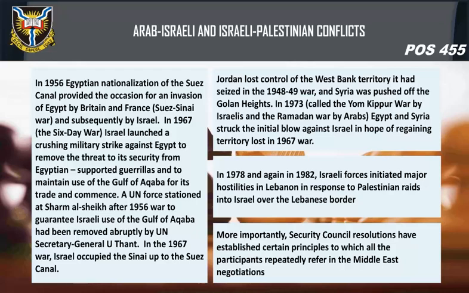A UN force stationed at Sharm el-Sheikh after the 1956 war to guarantee Israel's use of the Gulf of Aqaba had been removed abruptly by UN Secretary General U Thant. In the 1967 war, Israel occupied the Sinai up to the Suez Canal. Jordan lost control of the West Bank territory it had seized in the 1948-1949 war, and Syria was pushed off the Golan Heights. In 1973, called the Yom Kippur War by Israelis and the Ramadan War by Arabs, Egypt and Syria struck the initial blow against Israel in hope of regaining territory lost in the 1967 war.